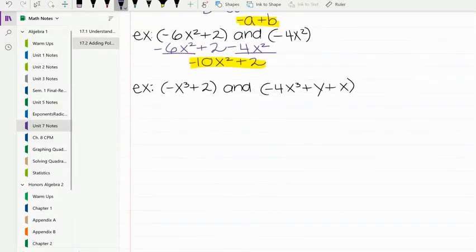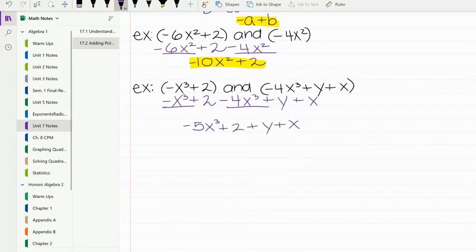And our last one here, we have negative x cubed and 2. Then I rewrite all this: negative 4x cubed plus y plus x. I'm looking at my highest degree, which is an exponent of 3. So I have negative x cubed and negative 4x cubed, which would be negative 5x cubed. And then I have a 2, a y, and an x. I can't combine any of those.